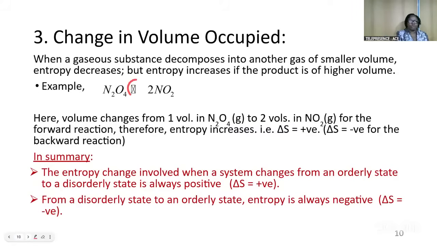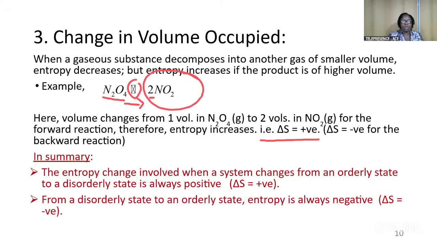Unfortunately, this sign is not showing, but this is just to show the product that is formed. N2O4 is a gas, and NO2 is a gas. But here you have 2 moles of this gas and you have 1 mole of this gas. So the volume change from 1 mole in N2O4, if you consider it in terms of volume, is going to be 1 volume to 2 volumes of NO2 for the forward reaction. So you're going to have the entropy change to be positive, because here you have 2 moles, and in terms of volume, this is larger.